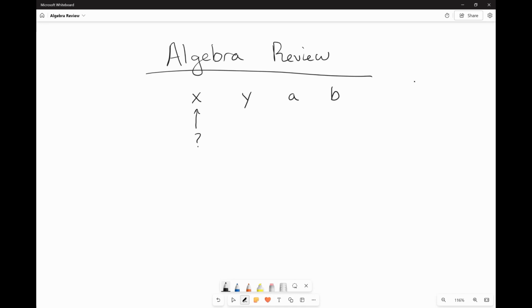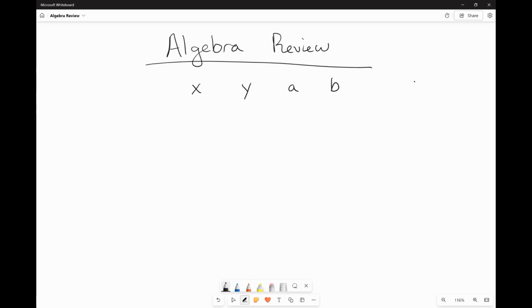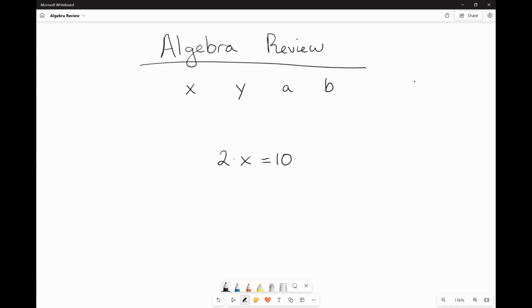In this review, I'm going to use these letters as I write out expressions, and I'll show you some of these algebra rules and techniques that we can use for solving equations. Just to give you a trivial example of what we do with algebra, imagine we had this equation, 2 times x equals 10. This is a fairly trivial example. I'm sure when you look at this, you'll know that x equals 5.